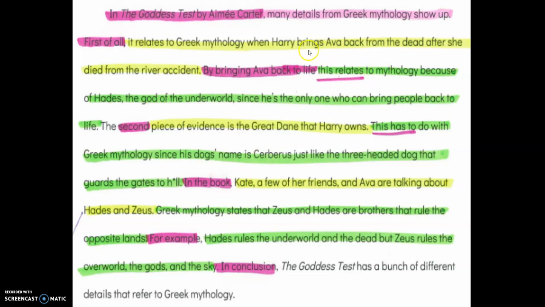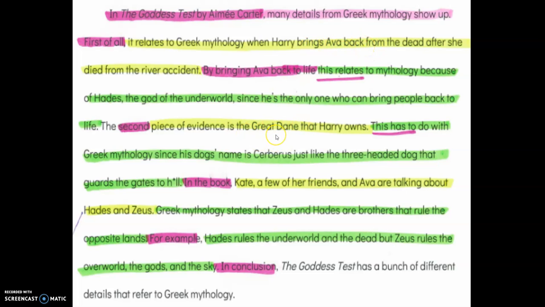In this one you can see when Harry brings Ava back from the dead after she dies from the river accident. It's a detail right out of the book. That is what should be highlighted in yellow. I was looking for, just like in this example, something very specific. It's an event from the book.